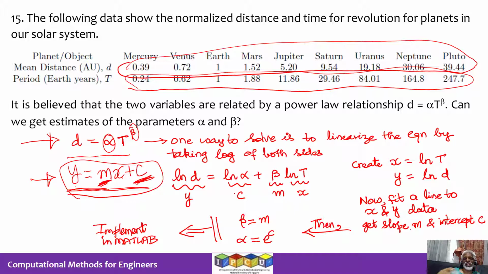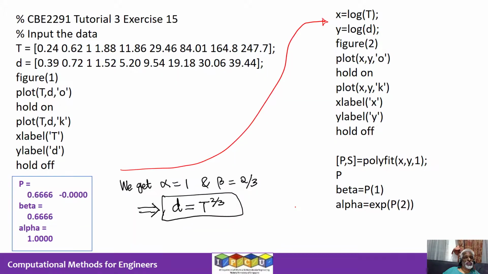So the stages are: first, create the new variables x and y, x from ln t and y from ln d. Then relate x and y through a linear model, through a first order polynomial if you like. Once you get m and c, you can recover beta and alpha, which is what we are seeking to find out, using these relationships. Beta is nothing but m and alpha is e to the power of c. So this is how the code looks. First we input the data that's given to us, t and d.